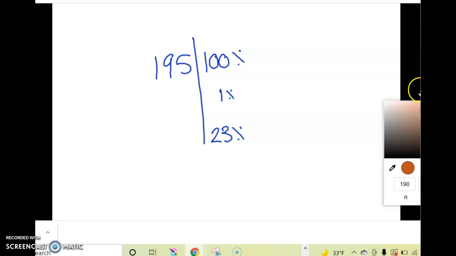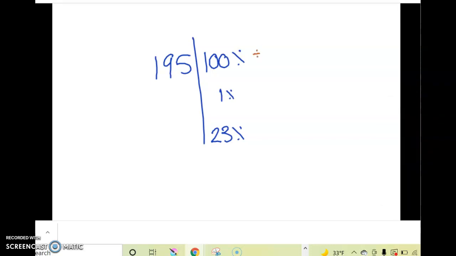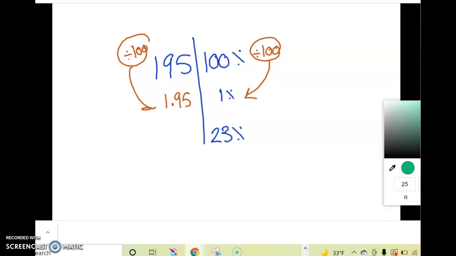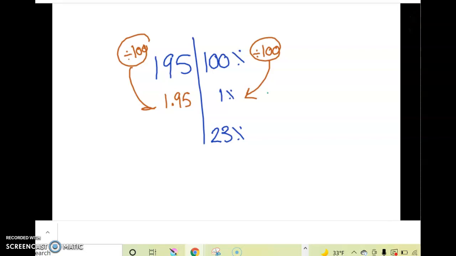Now remember, any number divided by itself is 1, so 100 divided by 100 is going to get me 1%. If I do the same thing to the other side of my ratio, if I divide 195 by 100, I'm going to be left with 1 and 95/100ths. All I need to do from here is multiply my unit rate by the number I'm trying to find. I'm trying to find 23. So 1% times 23 is 23%, and 1 and 95/100ths times 23 is going to get me an answer of 44 and 85/100ths.